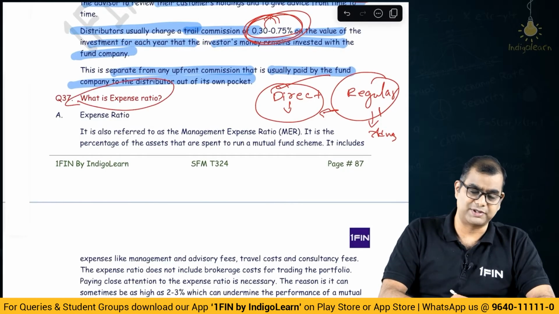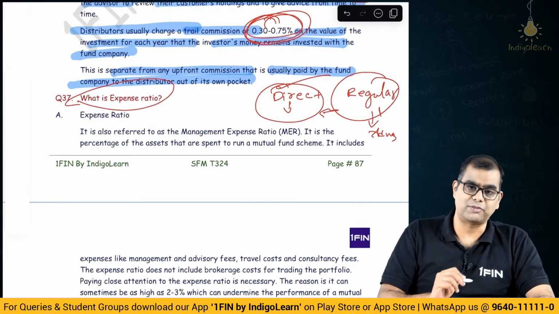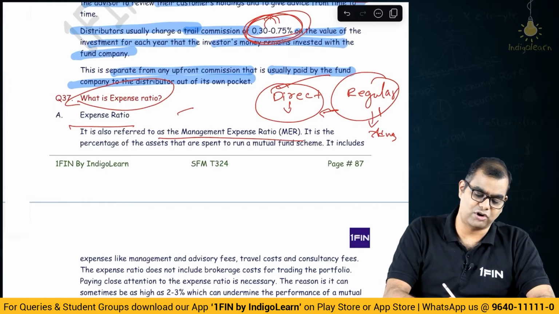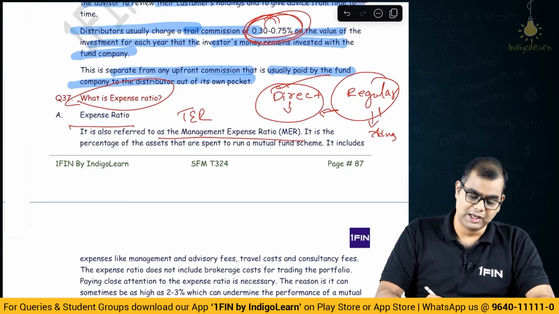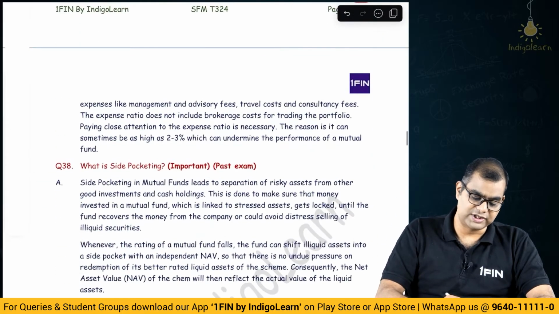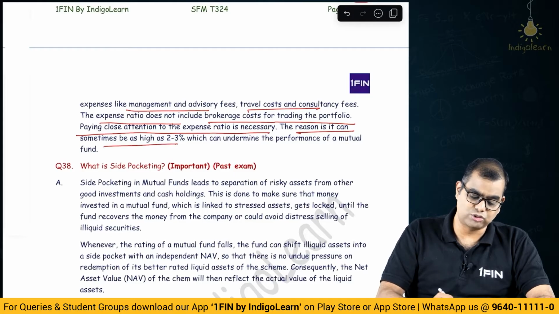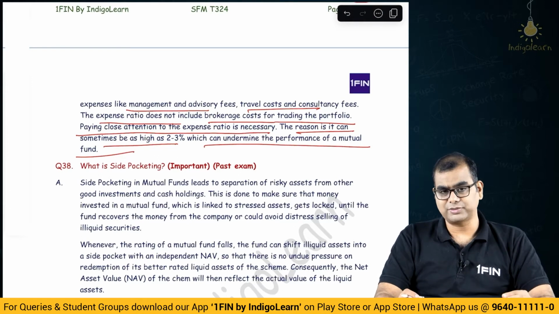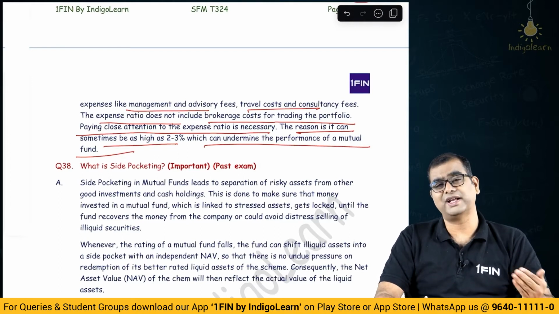Then there is something called expense ratio. I told you we will discuss this as well. What is expense ratio? It is also referred to as management expense ratio or TER, total expense ratio. It is the percentage of assets that are spent on running a mutual fund scheme. It includes expenses like management and advisory fees, travel costs, consultancy fee. Expense ratio does not include brokerage costs for trading the portfolio. Paying close attention to the expense ratio is necessary. The reason is it can sometimes be as high as 2 to 3%, which can undermine the performance of a mutual fund. So sometimes the asset management companies, when they don't play fair, charge very high expense fees.